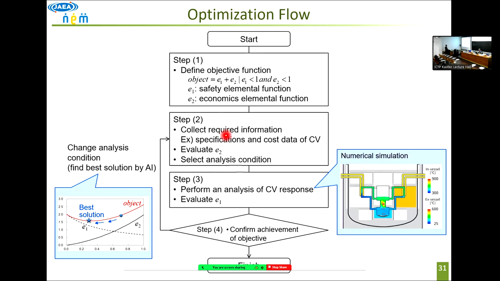To obtain that, firstly, we define the objective function. The second step is to collect the required information, for instance, the specification and cost of the containment vessel, whether large size, concrete or steel structure, and also countermeasure equipment. Then we select the analytical condition, make the computation, evaluate the cost and safety, and confirm whether this is the best solution or not. If not, go back to step two and change, for instance, the parameter or countermeasure.